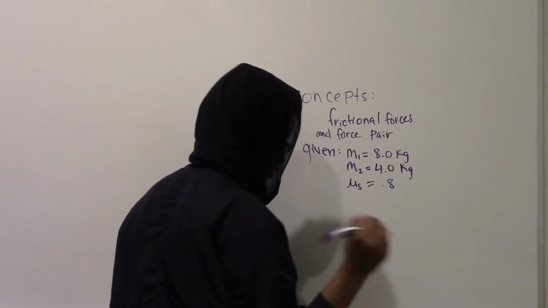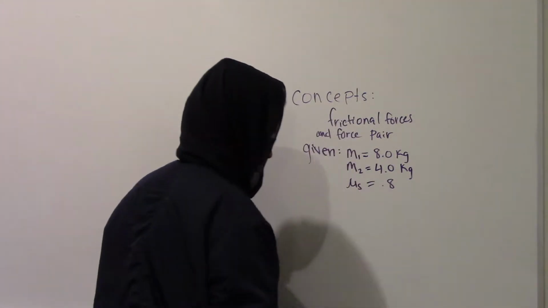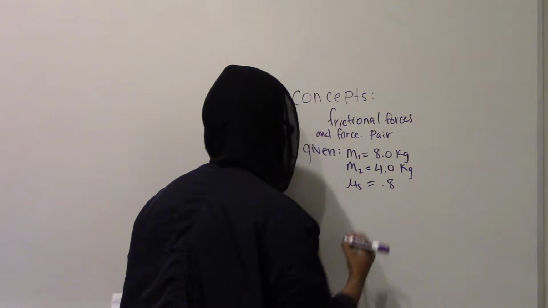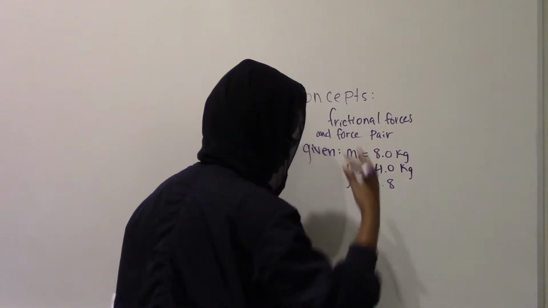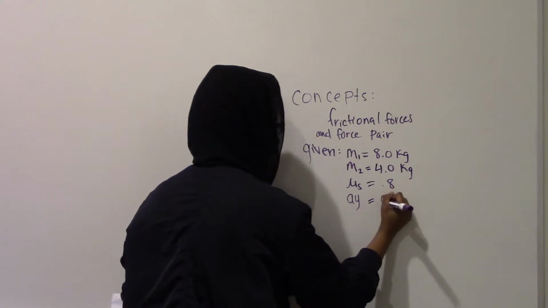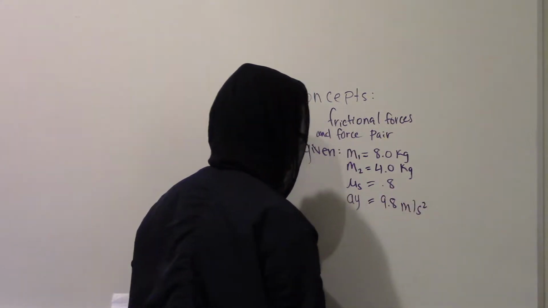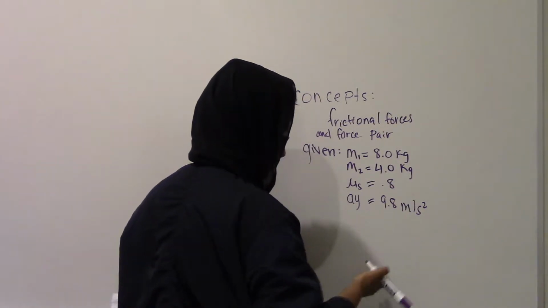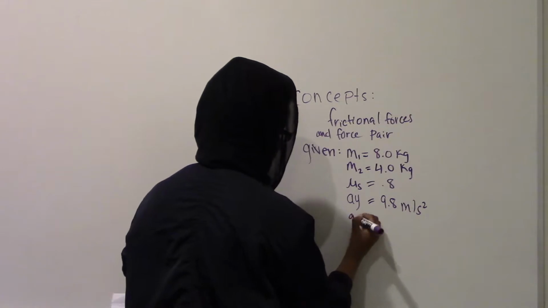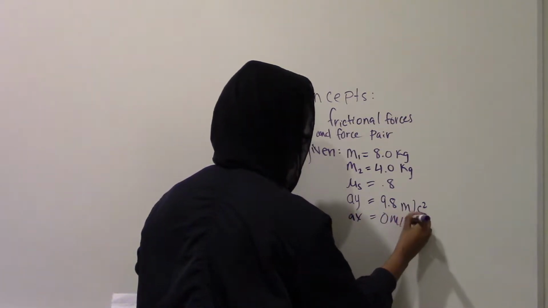And so, what else do we know? We know that the acceleration in the y direction, so let's define that as ay, is equal to 9.8 meters per second squared. And then ax in the horizontal direction, we know it's not moving in the horizontal direction, so we're going to define ax as 0. Don't forget your units.